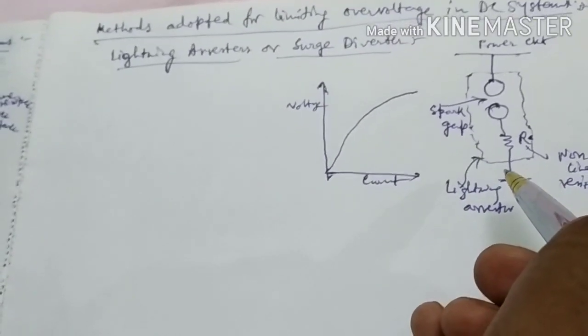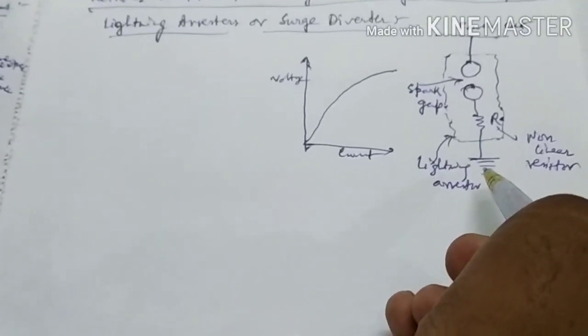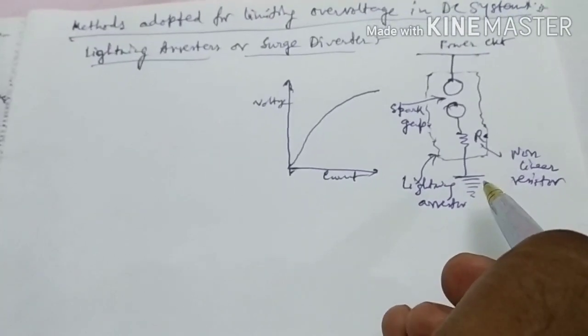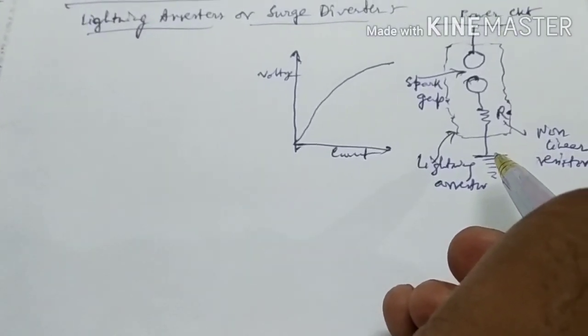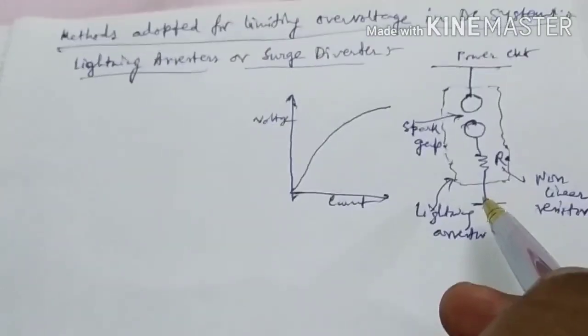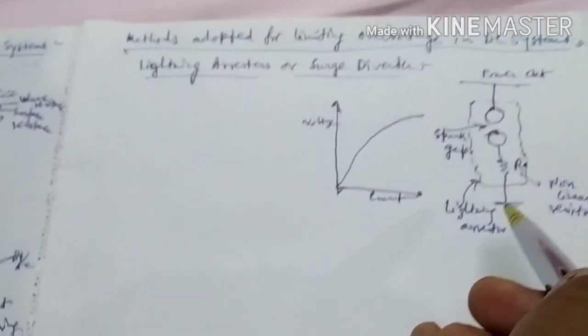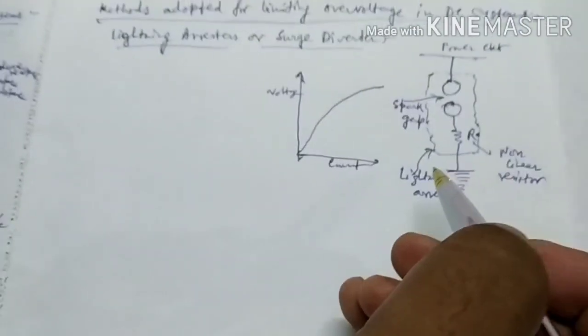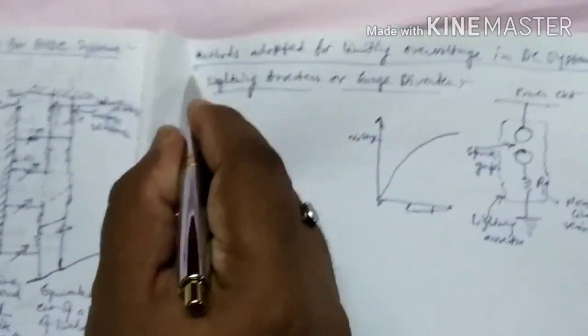It should become non-conducting again when the line to neutral voltage becomes lower than the design value. In other words, it should not permit any power flow, not conduct any current at normal or somewhat above the normal power frequency voltage. This is the surge diverter.